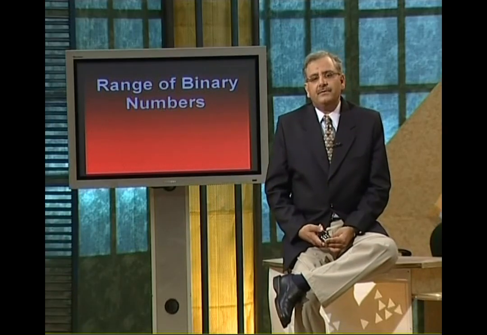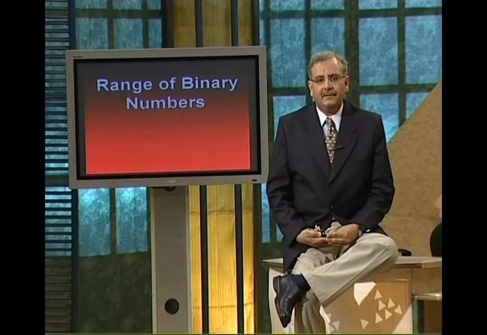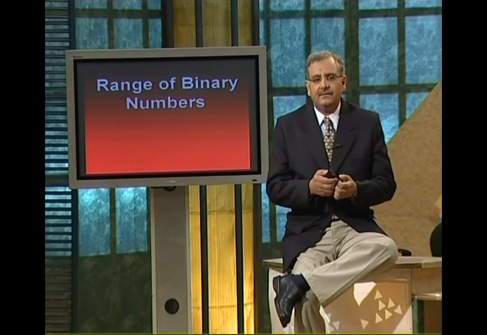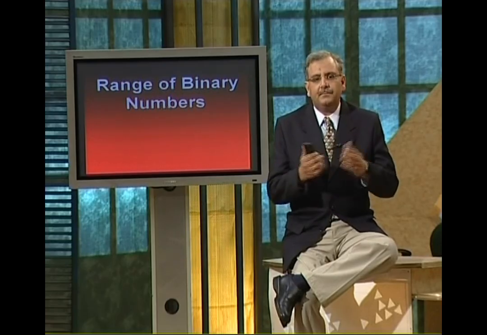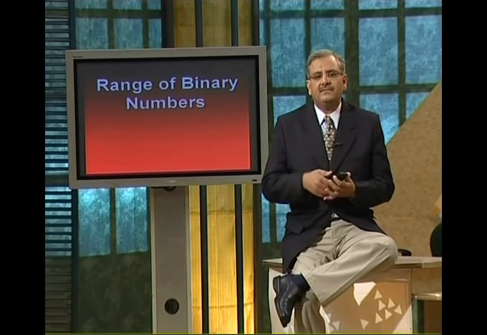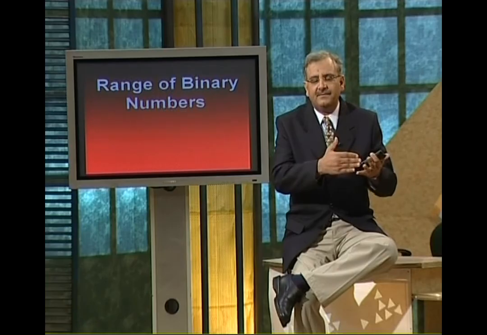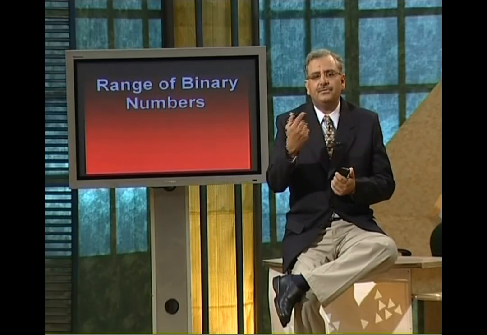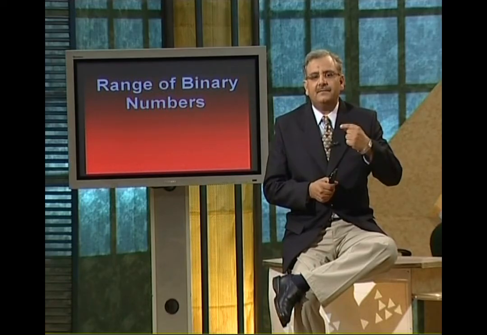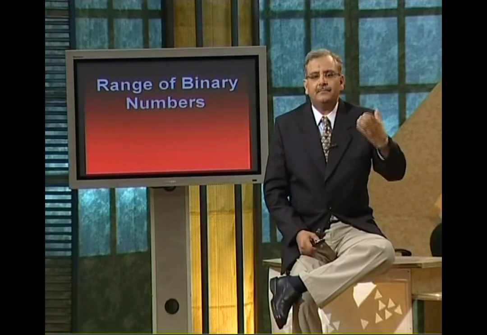Now, if you consider the 3-bit signed magnitude representation of a binary number, the most significant bit is used to represent the sign. So the least 2 significant bits would be used to represent the magnitude of the number. So what is the largest number you can represent using 3-bit signed representation? It's positive 3. What is the smallest number? It is negative 3.